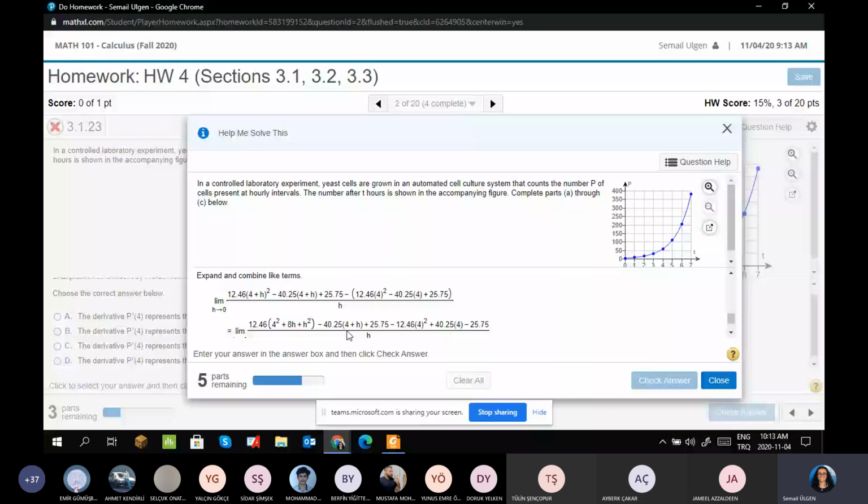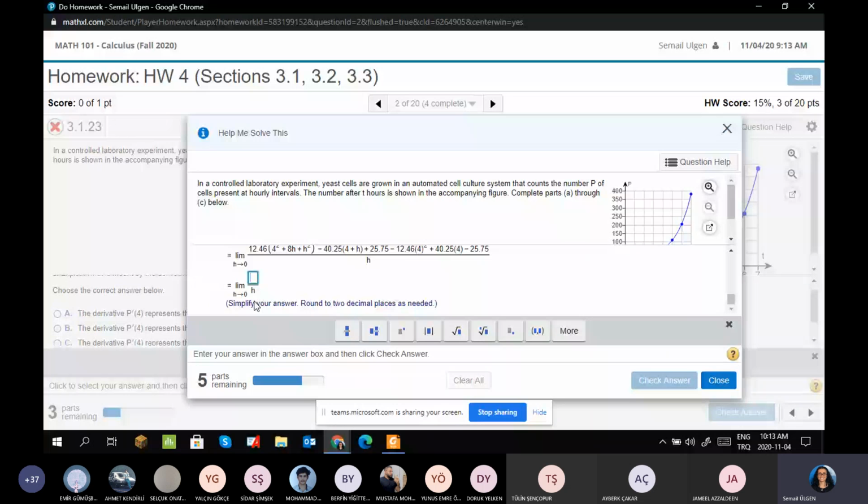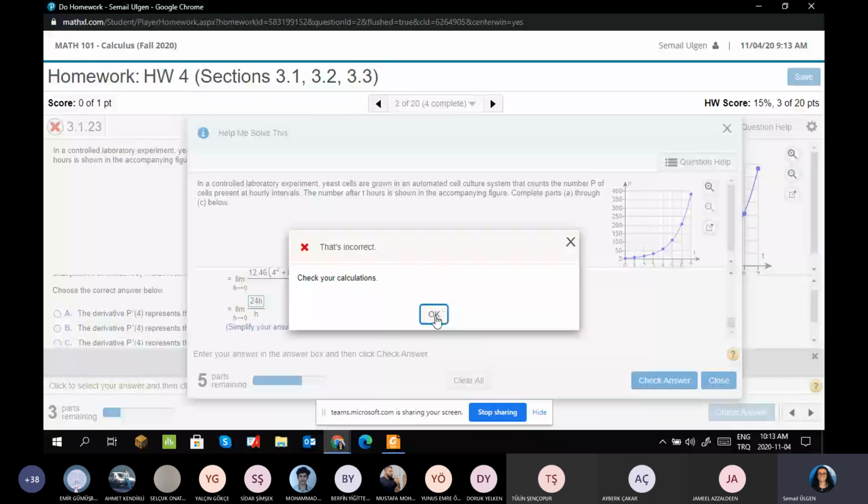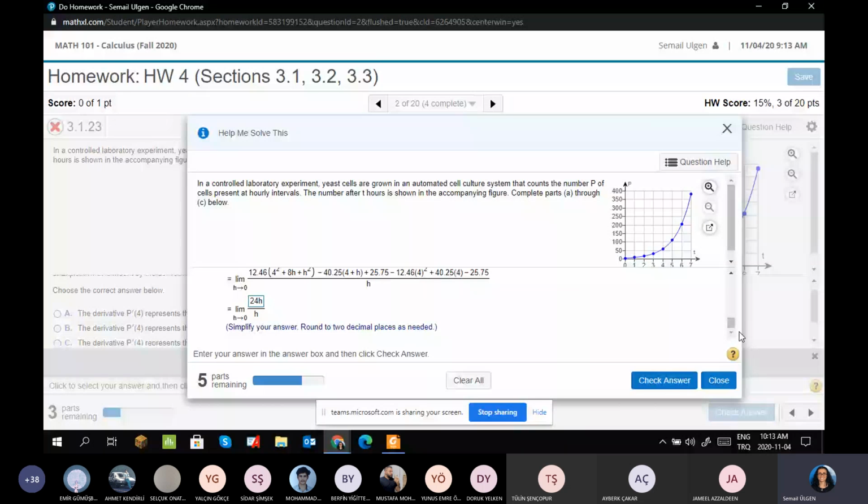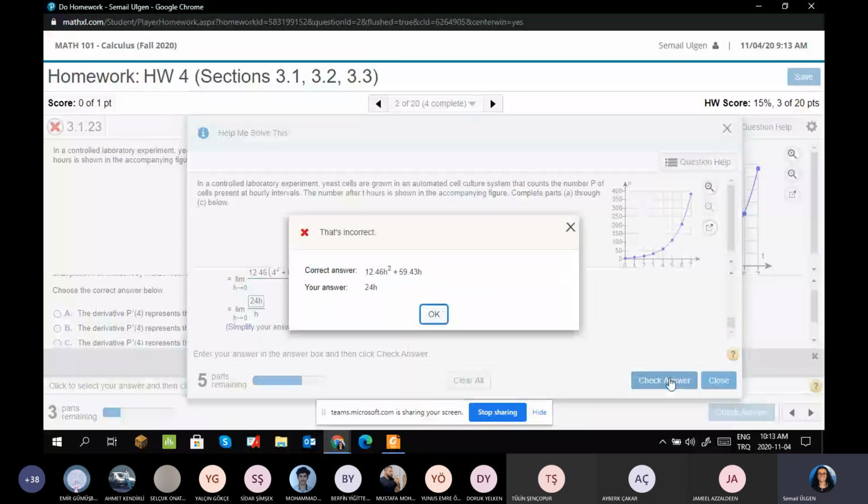You can expand this square like this, and the rest is easy. You just do the computation and distributing. And on top, they want you to simplify it. I'm going to skip that part and just write 24h. Of course, it's not going to be right, because I didn't calculate. I just want to move on to the next one. It is giving you the correct answer. When you simplify it, you're going to get a simplified answer like this on top.